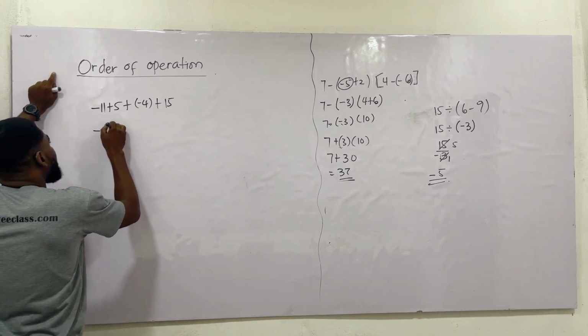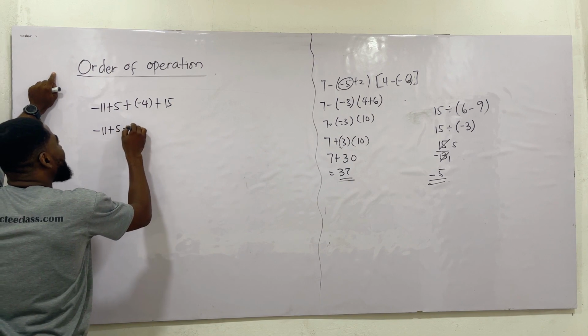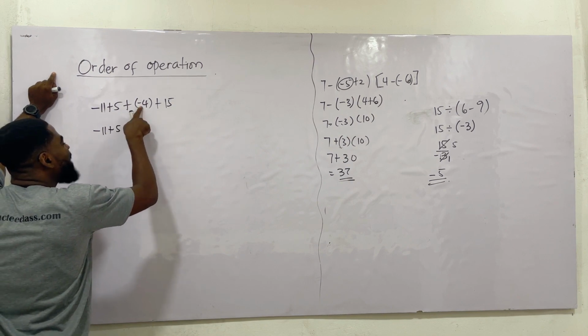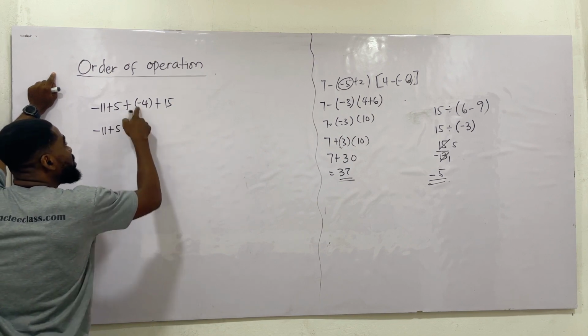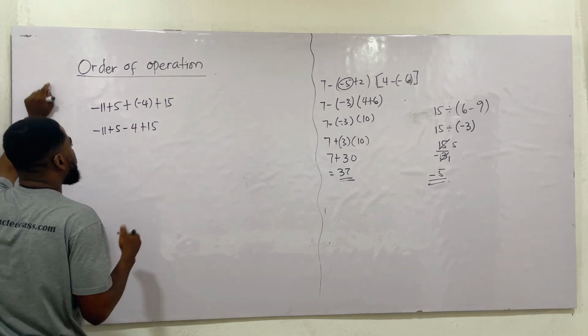We get negative 11 plus 5 minus 4. Why minus 4? Positive times negative gives negative. That will give us negative, and times negative gives negative. So this gives us what? 15. Then now we apply the rules.